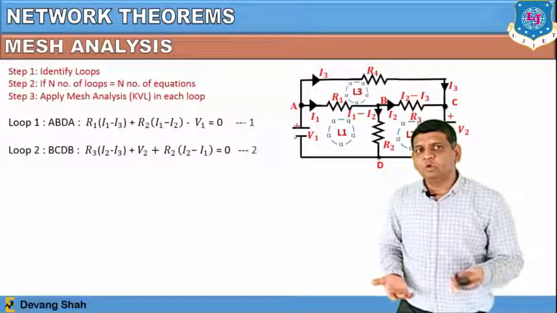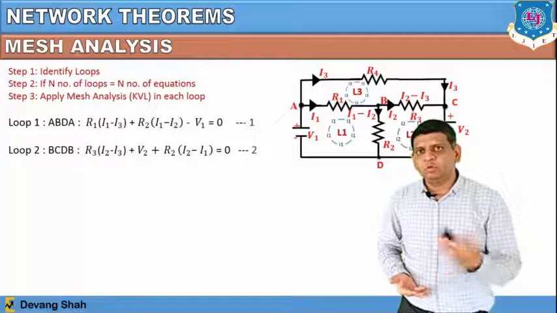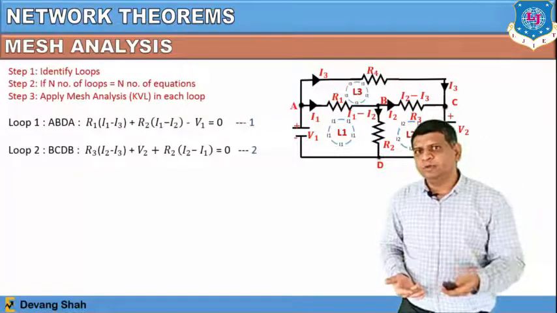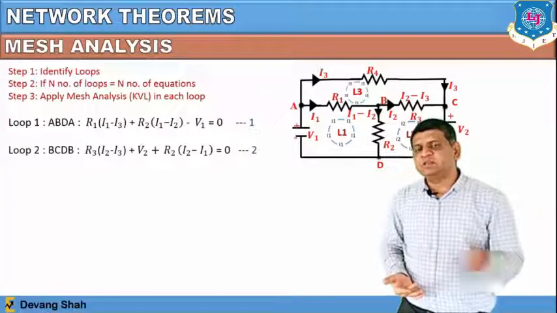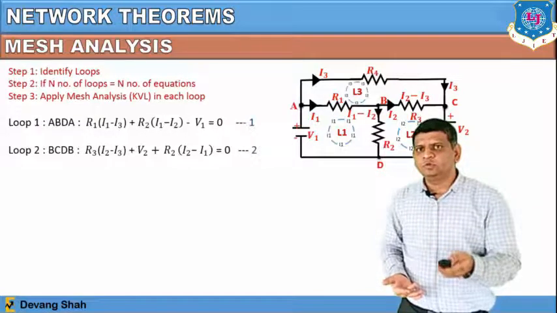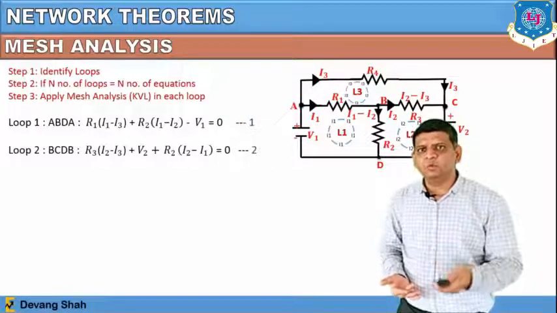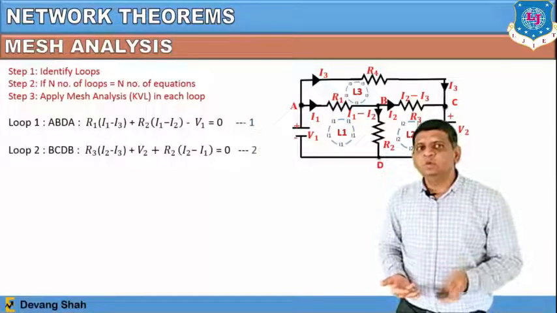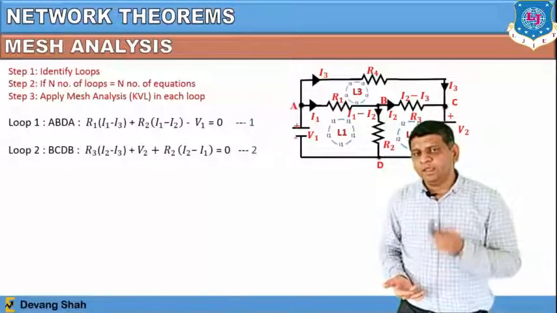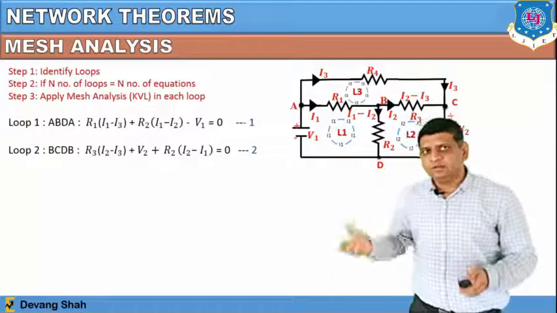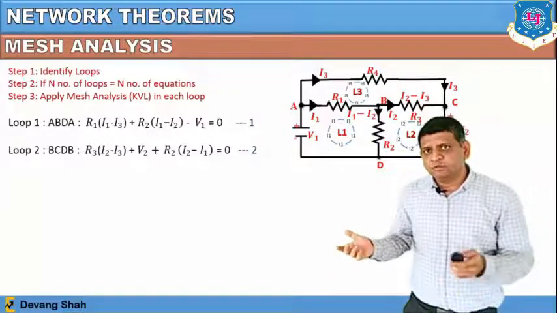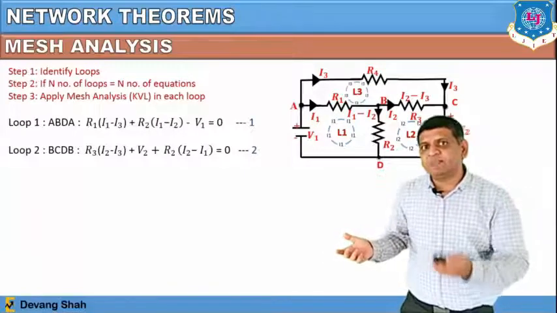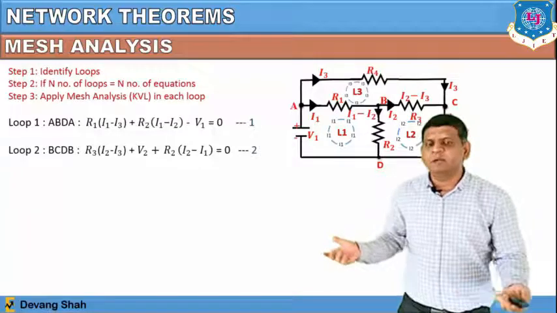In the same way, once you go to point B, you have to go from B to D. That means you are passing through R2, right? So you are the current I1, and which current is opposing you? I2. So your second term is plus R2 in bracket I1 minus I2, right? And once you finish the loop, you go from D to A. You can see here V1, the first sign of V1 as a battery, you face as a minus. So you put it straight away, minus V1 is equal to 0.